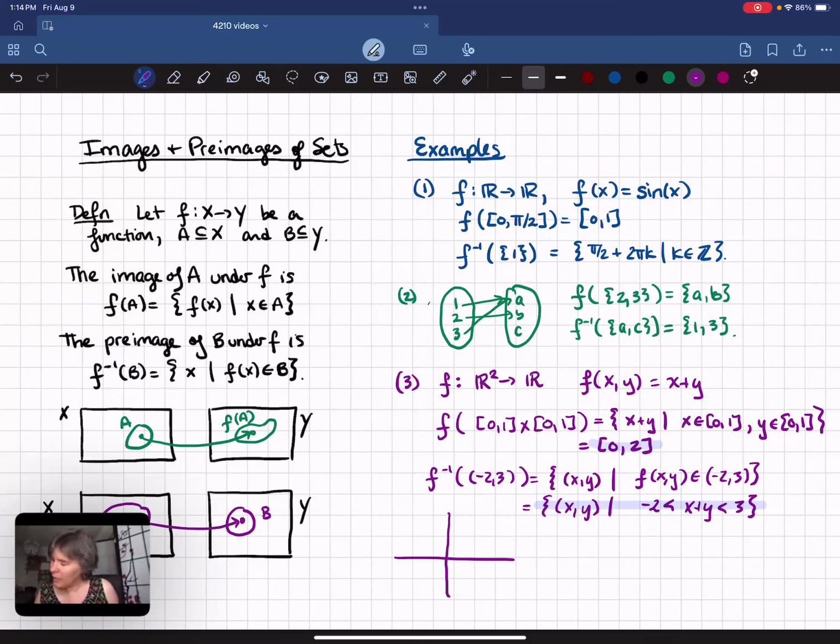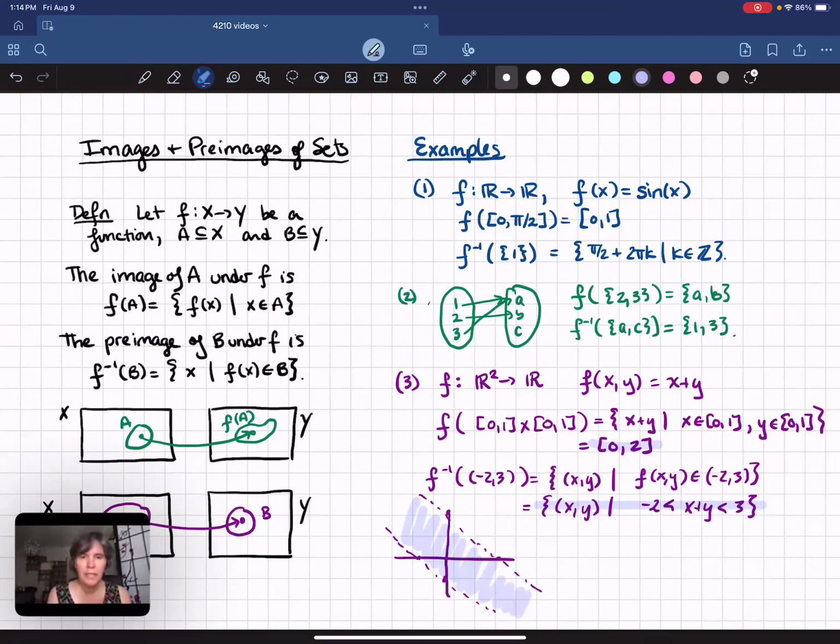Well, x plus y equals -2 is a line that goes through -2 on both the x and y axes. And x plus y equals 3 is a line that goes through 3 on both the x and y axes. And x plus y is greater than -2, so it's above that bottom line, and it's less than 3, so it's below that top line. And so I claim that it's this shaded region right here.